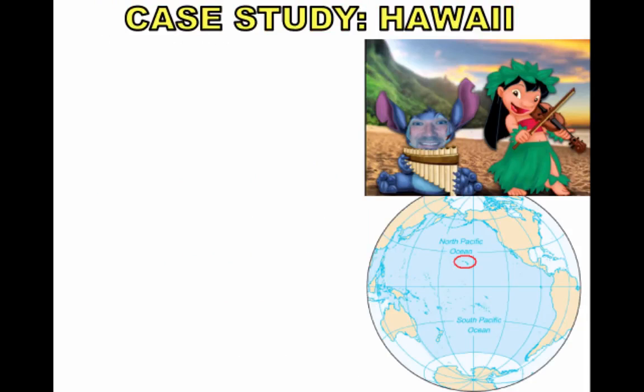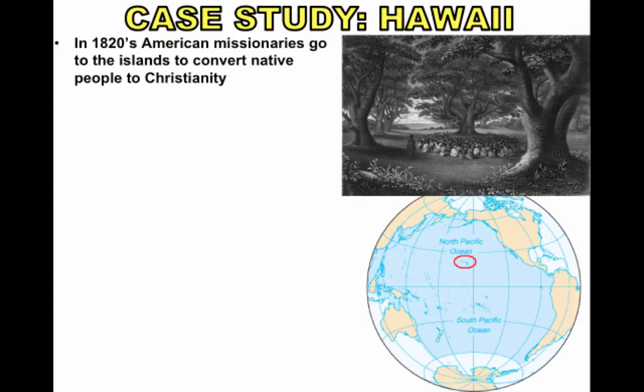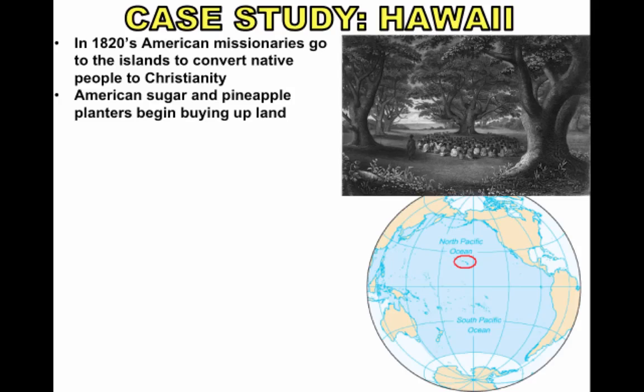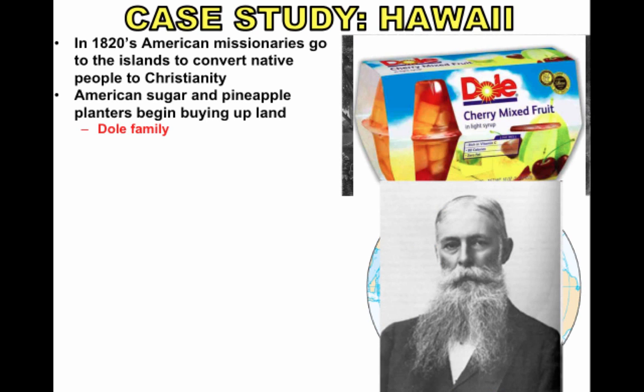You can see all these motives in the first case study, which is in Hawaii. Hawaii was an independent land, not part of the United States, and in the 1820s, American missionaries start going over there largely to convert the native people to Christianity. And over time, American sugar and pineapple planters begin buying up the land and basically telling people that this stuff is very profitable over here in Hawaii. The Dole family plays a huge key role in this process around the 1860s and so on.